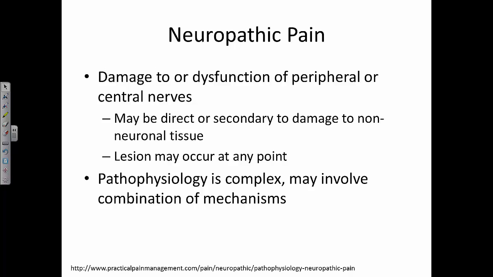Next we will talk about neuropathic pain. This is due to damage or dysfunction of your peripheral or central nerves. And this can be due to damage to non-neuronal tissue around the area of the nerves. These lesions can occur at any point along the actual nerve structure. We won't get into too many details about the pathophysiology since it's pretty complex, but a lot of neuropathic pain involves a number of different mechanisms, and this can make neuropathic pain pretty tricky to treat.